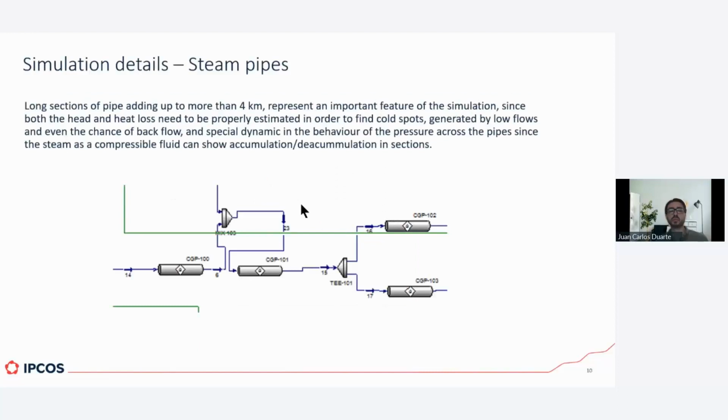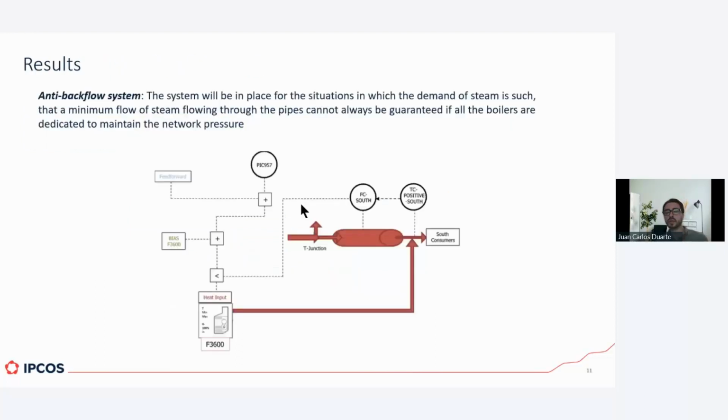So apart from the fact that we understood the dynamics of the process very well, and that allowed us to improve the PID controls in terms of the strategies that were there already, and the tuning that had to be done, we also managed to design new controls. So these new controls, like for example, this anti-backflow system. As I said, sometimes the flow of steam goes from north to south, sometimes from south to north, but you cannot just switch between the two without a special operation. So that special operation requires a lot of care.